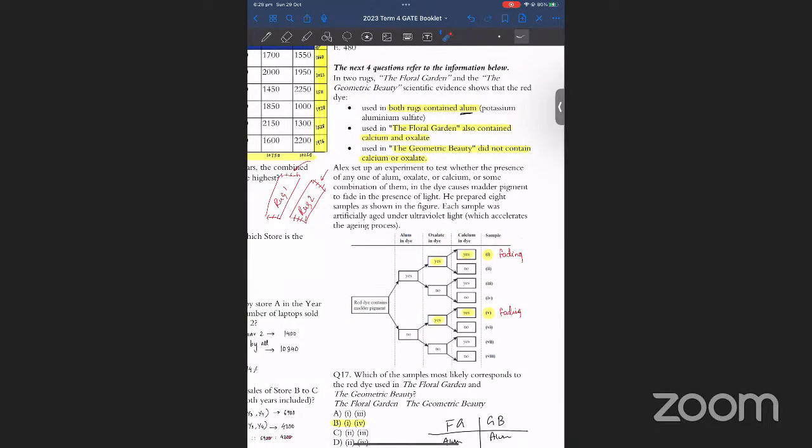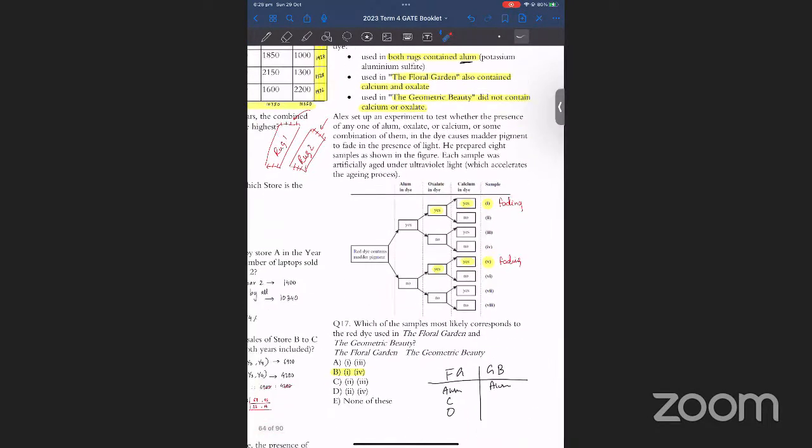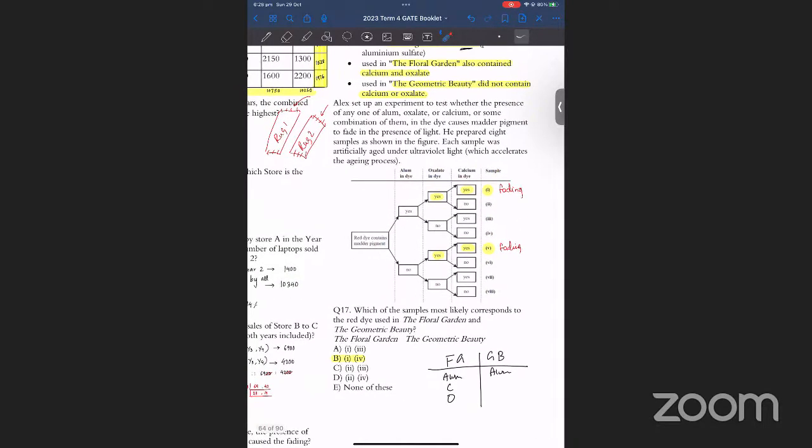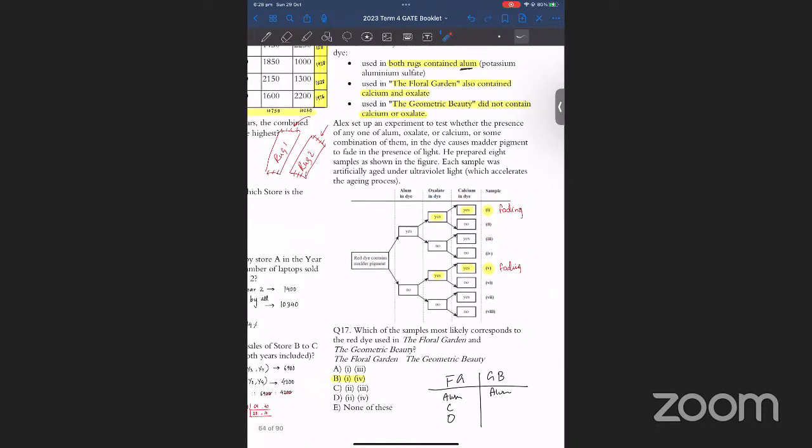Next, Neha, let's take a look. Okay, question number 17. Which of the samples used most likely corresponds to red dye in Floral Garden? So from the question, we know that both rugs contained alum. So Floral Garden has alum, Geometric Beauty has alum. Floral Garden has calcium and oxalate, but Geometric Beauty doesn't have calcium or oxalate. Do you guys understand? Yes. All good? Yeah.